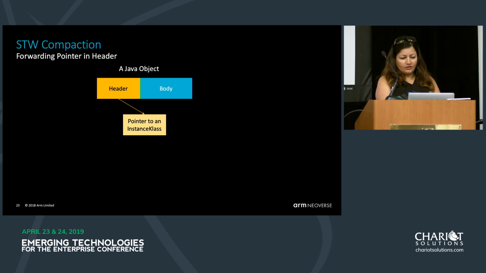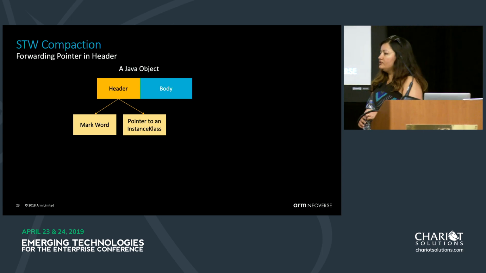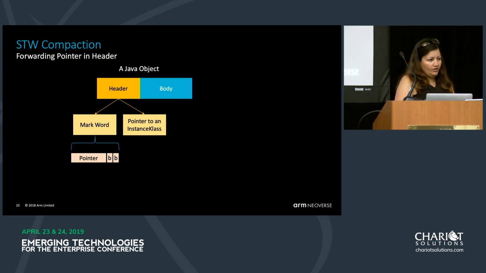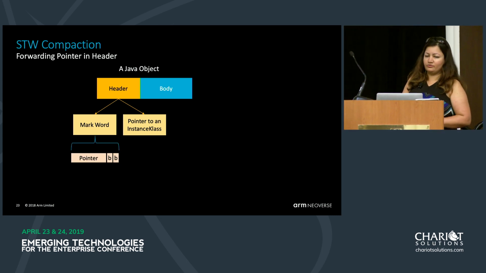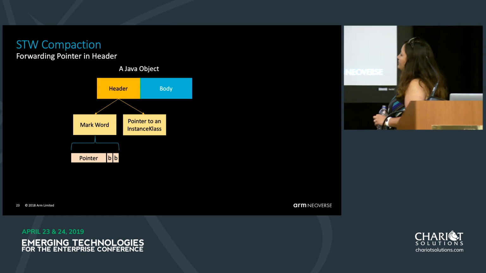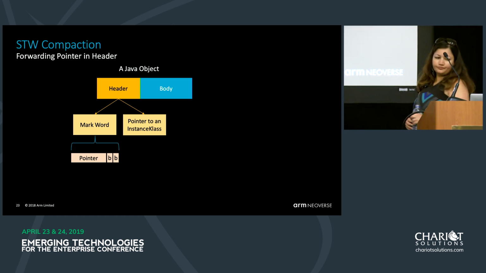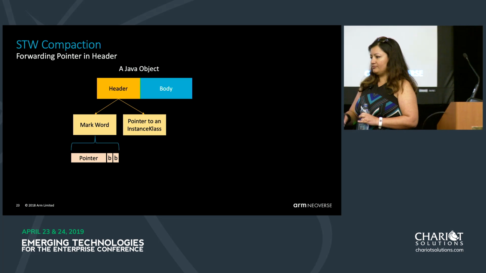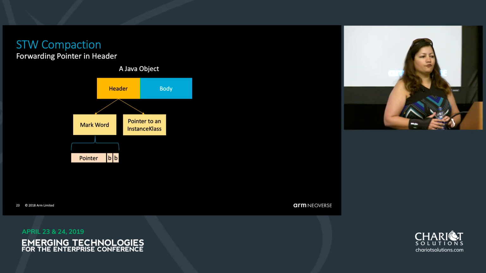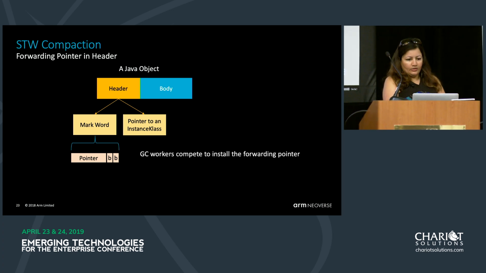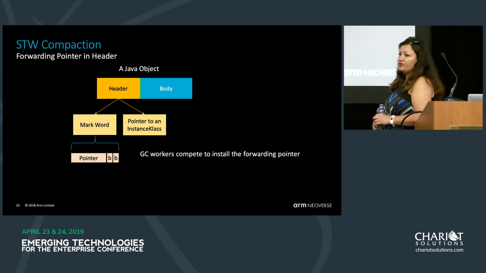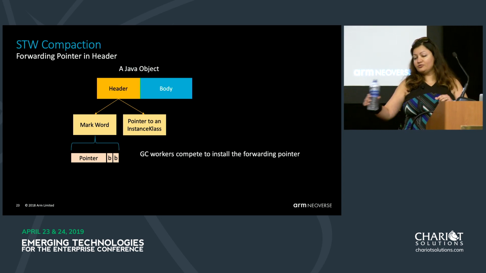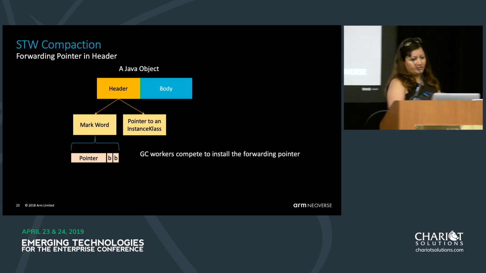And then the other part of the header is your mark word. Within the mark word, you have a pointer, and it could be a compressed pointer as well if you have a compressed heap. And then there are 2 tag bits. There are different values to these bits based on if they're locked, unlocked, biased lock, but also there's a significance for marking. So during marking, GC workers will compete to install the forwarding pointer of the to space into this pointer space in the mark word.